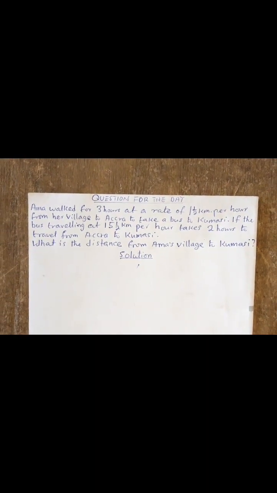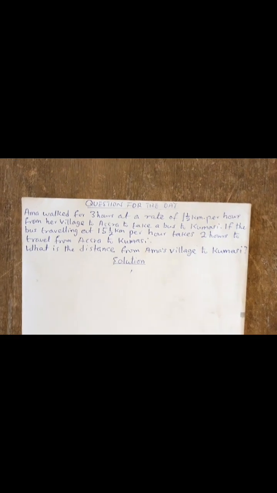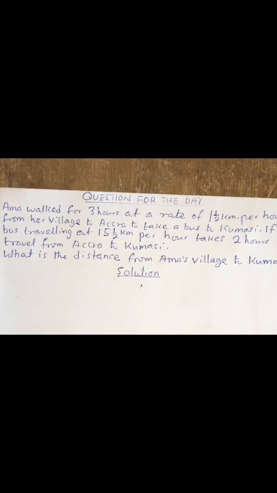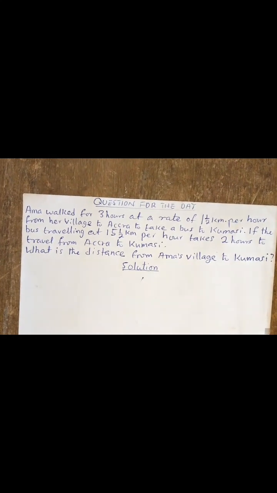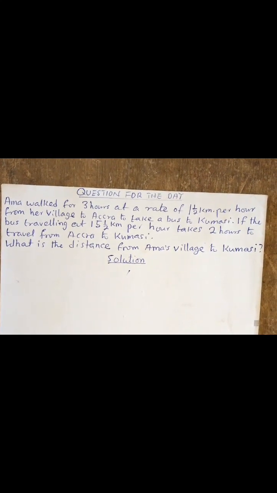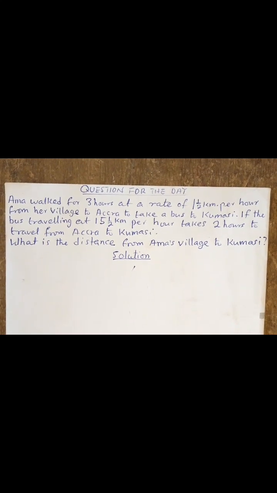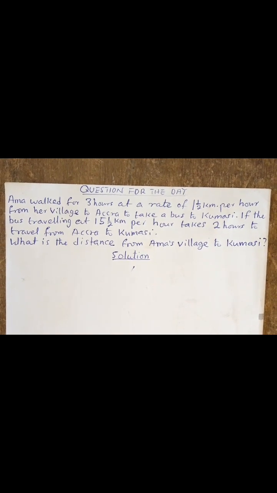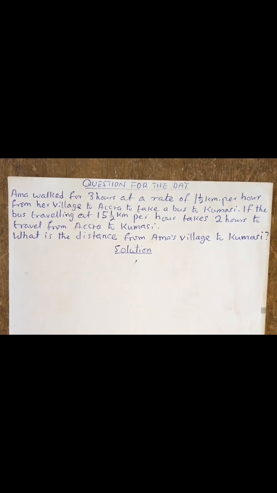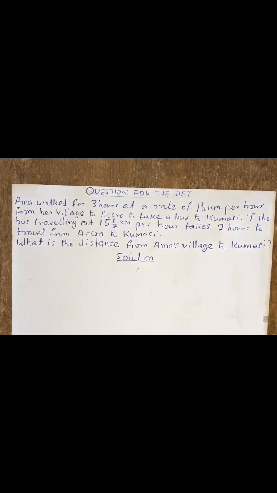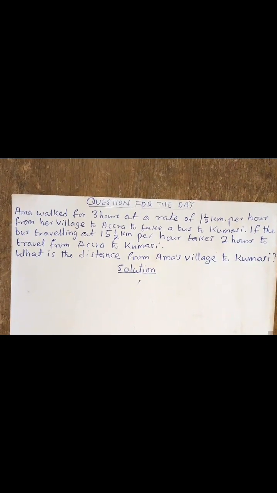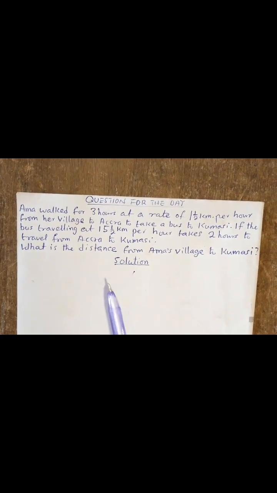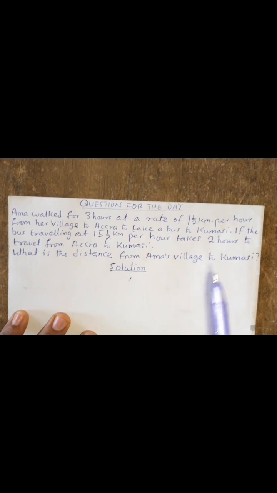So they say Amma walked for 3 hours at a rate of 1 1/2 kilometers per hour from her village to Accra to take a bus to Kumasi. If the bus traveling at 15 1/2 kilometers per hour takes 2 hours to travel from Accra to Kumasi, what is the distance from Ama's village to Kumasi? So what it means is that we are to calculate the distance from Ama's house to Accra, then from Accra to Kumasi.